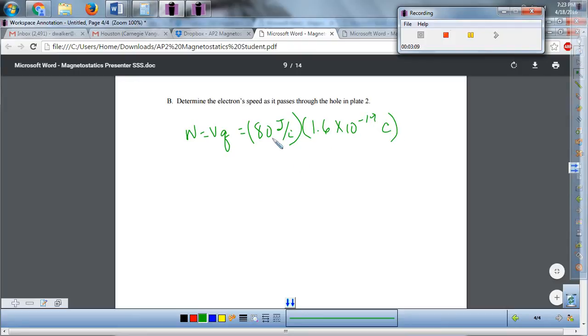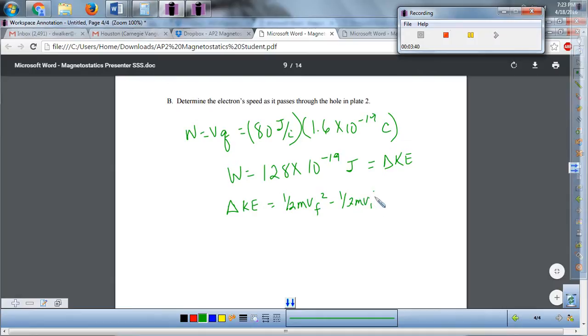So 80 times 1.6, well, let me think about that. That's, I think, 128 times 10 to the minus 19th joules. So that's the work done. That's also the change in kinetic energy of the electron. So delta KE is equal to 1/2 m v_f squared minus 1/2 m v_i squared. That's 0. So I have 1.28 times 10 to the minus 17th joules is equal to 1/2 times the mass, 9.11 times 10 to the minus 31st kilograms, times v_f squared.